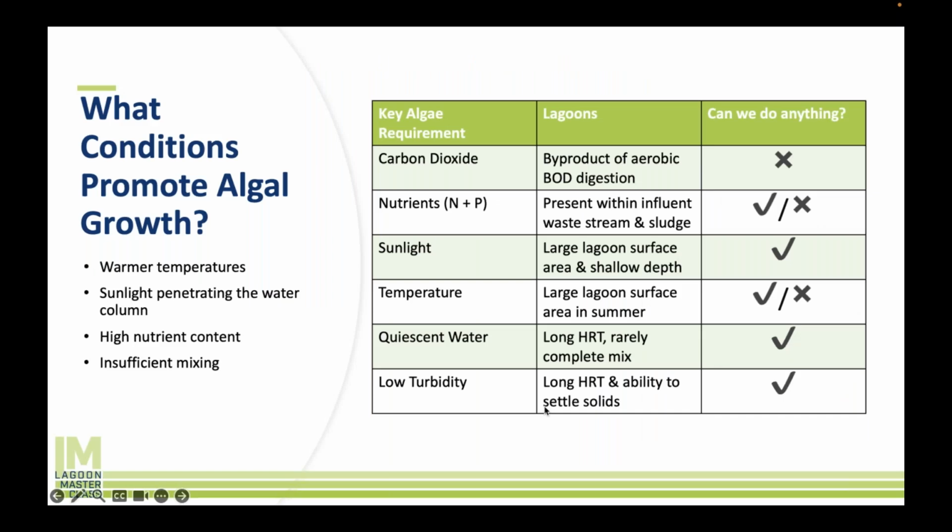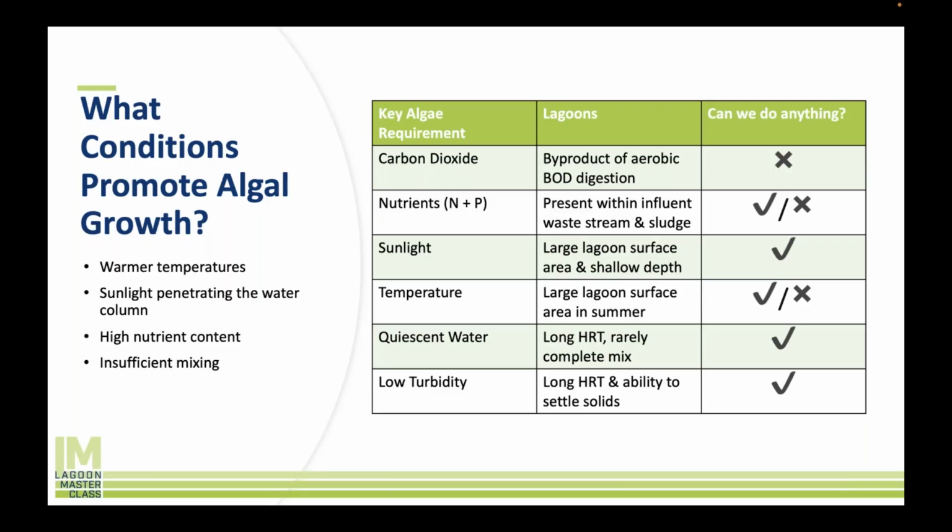Okay, so just to summarize some of these conditions. We looked at this diagram and at this table yesterday. We'll just go through it a little bit today, with an extra column I added here. So if I wanted to grow algae and I wanted to create the most ideal conditions in the world to do so, I would want warm temperatures. I want a shallow lagoon so that sunlight penetrates through the water column really easily, so low turbidity. I want high nutrient content, and I don't want a lot of mixing. I want really quiescent water, okay?